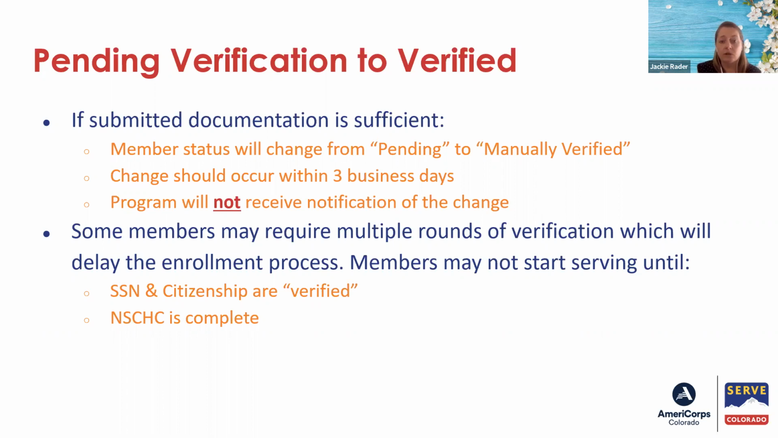Some members may require multiple rounds of verification, which can delay the enrollment process. So sometimes it'll say their SSN and citizenship need to be manually verified. If you only submit information for one and not the other at the same time, it just delays the process. So be sure that you read carefully what they're asking for in additional documentation and submit all of that at the same time to speed up the process. Members may not start serving until both are verified and the criminal history check is complete.